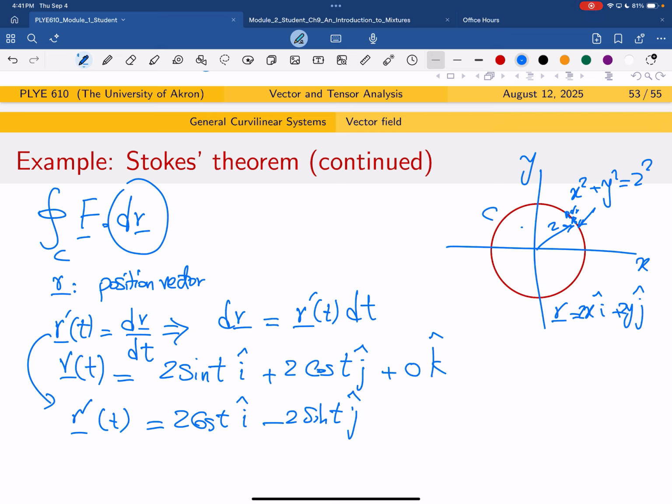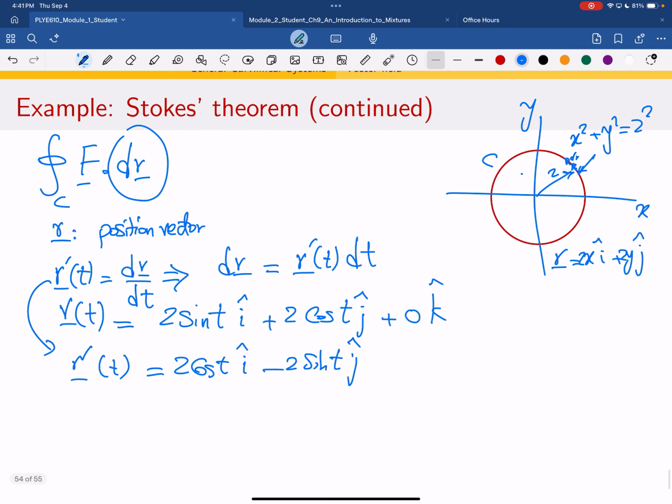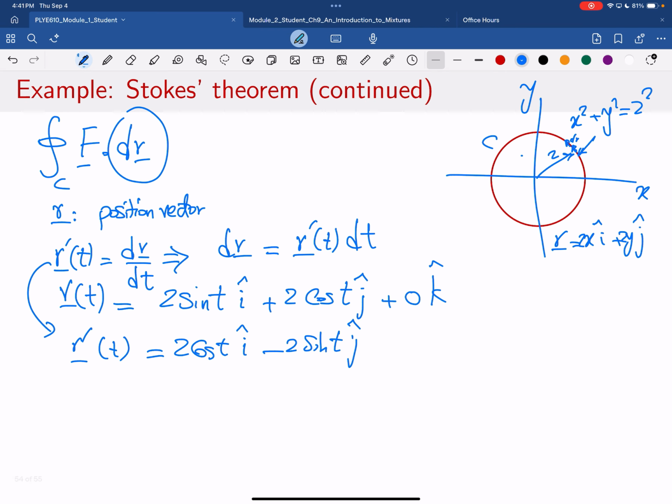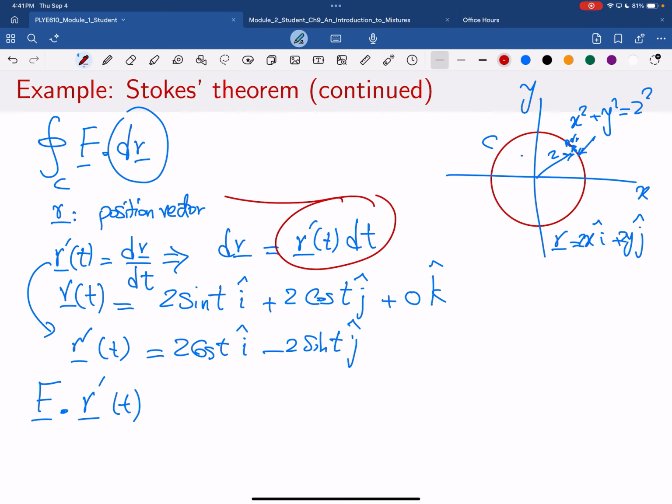Minus 2 cos plus 2 sine. What? Derivative of sine t will be minus cos. No, derivative of sine is cosine. Cosine is minus sine. All right, so this is good because now I can compute f dot r prime, right? So remember, I want to put this here. Can we do that calculation?